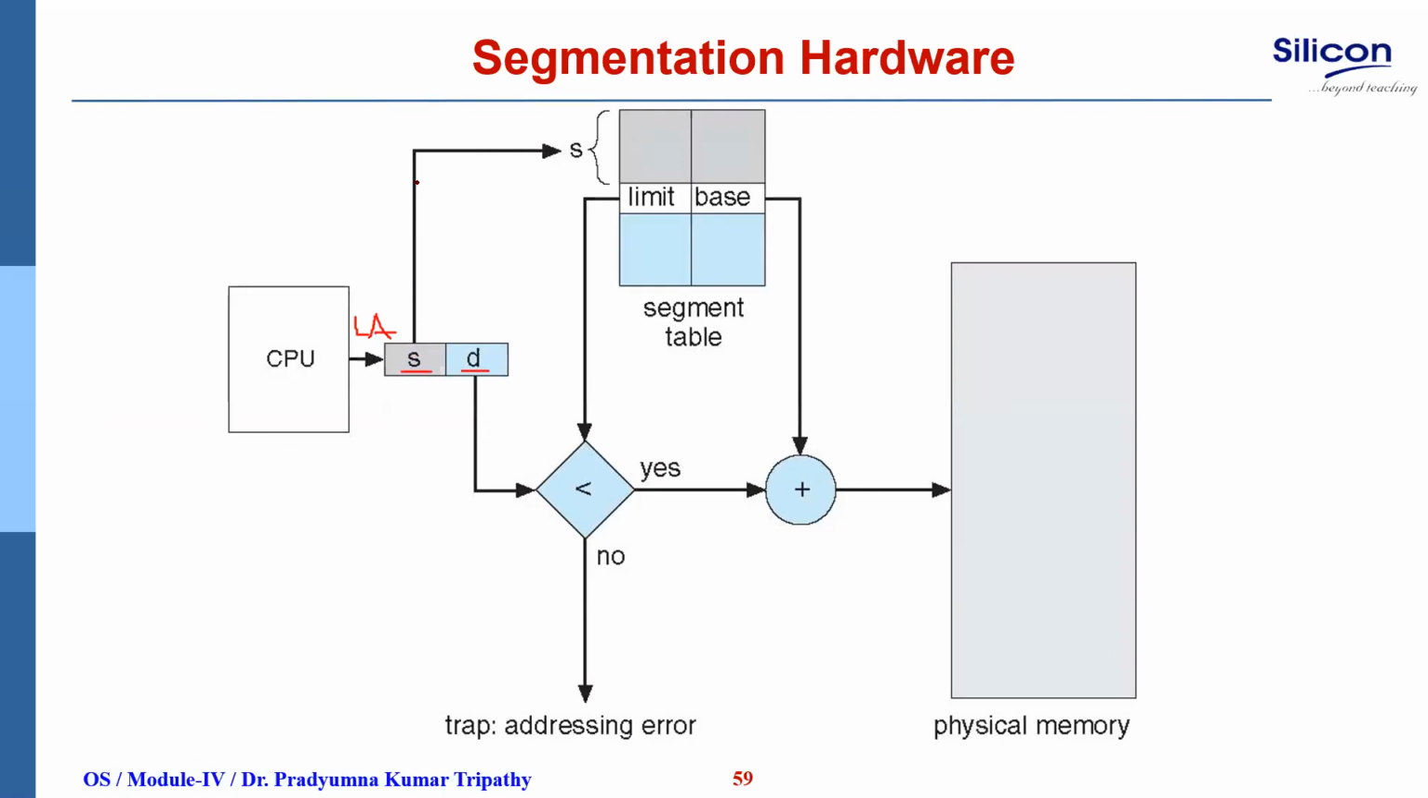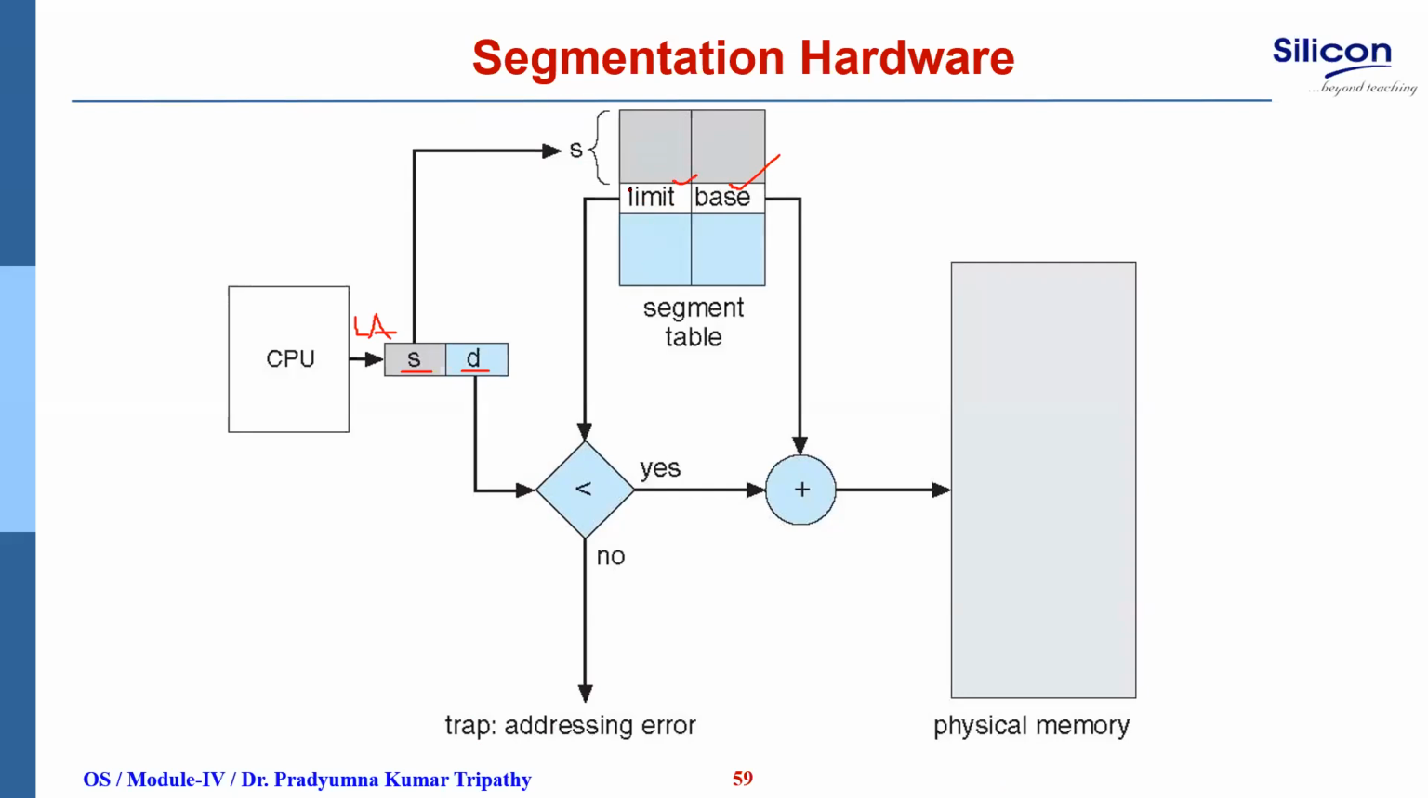This segment number is compared with this, suppose segment number 3. So it goes to the third entry in the segment table. Is it understood? The segment number, suppose it is 3, it goes to the third entry. From the third entry, what will it get? It will get the base and it will also get the limit.